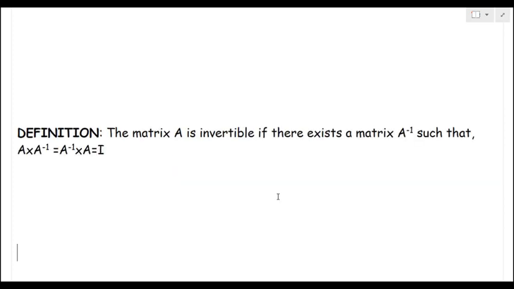We start with a definition of what an inverse of a matrix is. For a square matrix A, we say it is invertible if there exists a matrix A raised to power minus 1 such that A multiplied by A raised to minus 1 is equal to A raised to minus 1 multiplied by A, which is equal to the identity matrix.